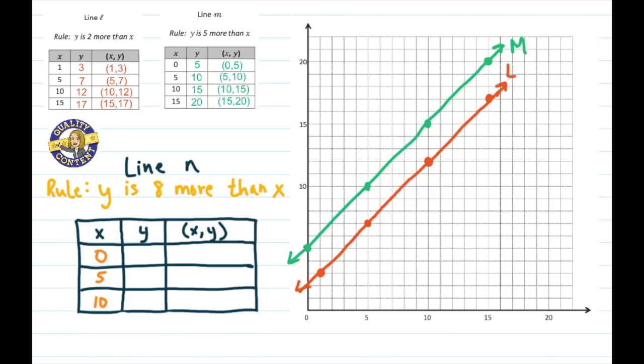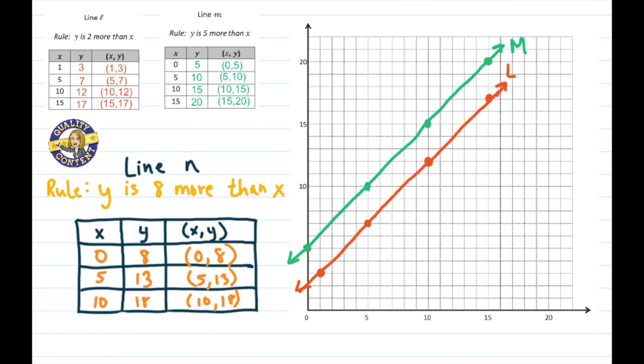Fantastic predictions. I heard some students say it might be another parallel line. Let's find out. Let's look at our table. We have 3 x-coordinates, and we need to figure out what y would be. Let's do one together. If y is 8 more than x, what would y be if x was 0? Good. It would be 8. At this time, pause your video, find the y-coordinates for the other 2 coordinate pairs, and plot line N on the coordinate plane. Once you have completed those tasks, press play and resume.